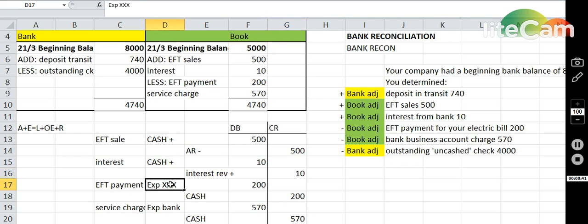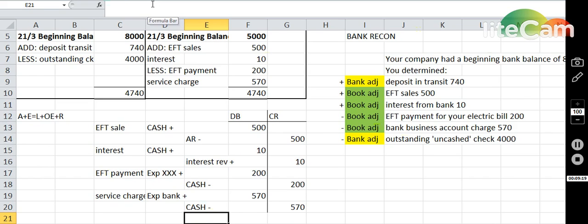EFT payment, so we have some expense of some X item, and whatever our expense was, we'll need to classify that. And my expense account is getting larger for that expense, so we'll debit that. And my cash is now getting smaller. Credit that. Service charge, my last item, my last journal entry I now need to make. We have an expense for the bank, so that's getting larger, my expense account, and then cash again getting smaller.